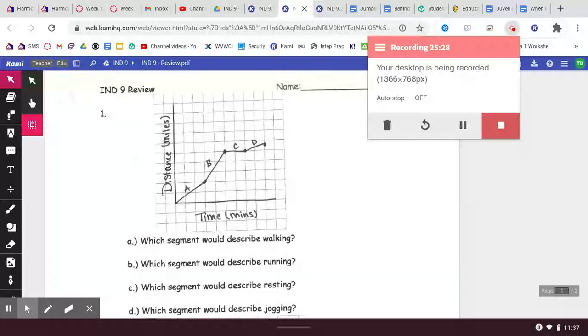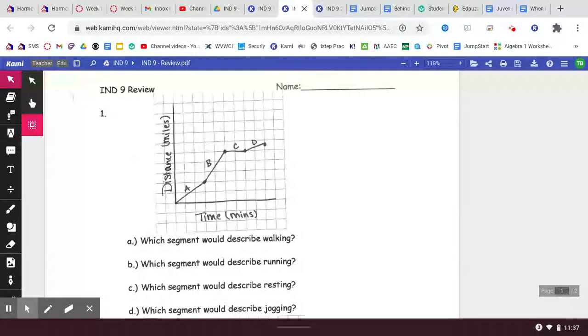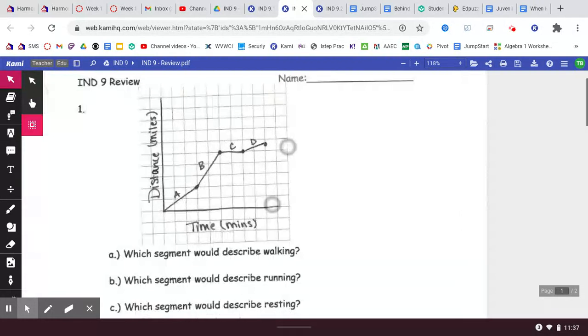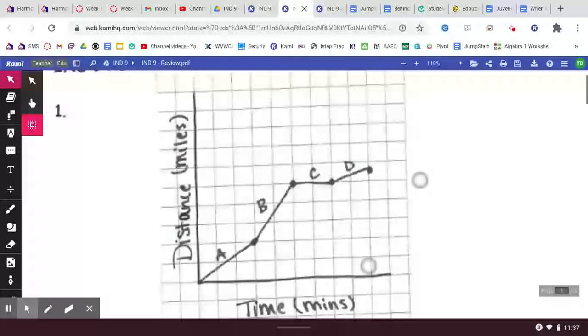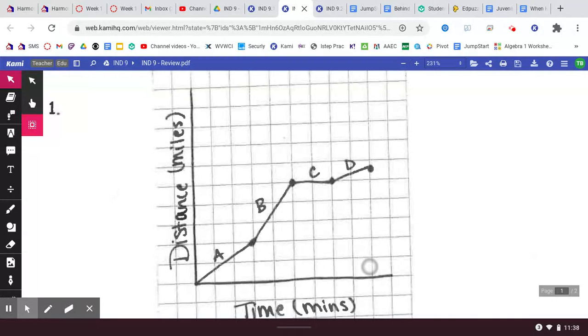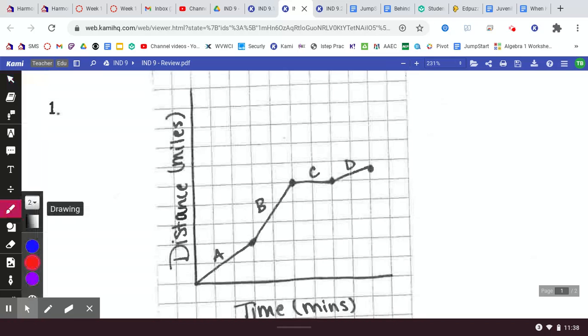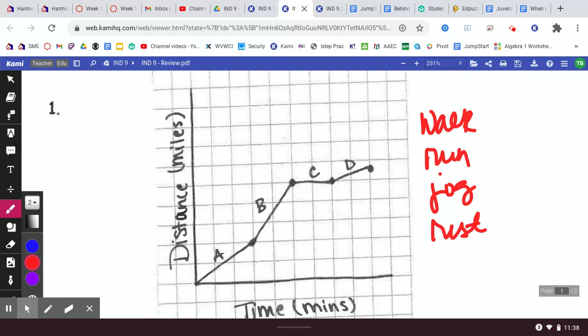Okay, so this is the new part that I was telling you about. This is the part that we haven't really seen one like this. I mean, we've talked about it, but we haven't seen one exactly like this, so I wanted to go over it. The questions here are what segment would be walking, running, resting, and jogging. I'm going to make this bigger. So we want to know when they are walking, running, jogging, and resting, right? Those were the 4 things asked below.